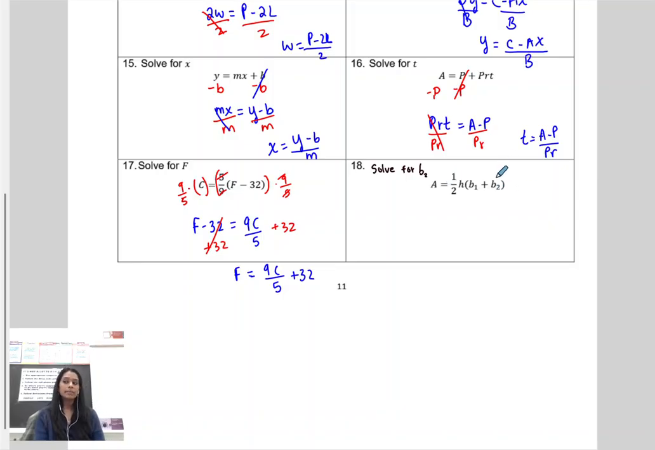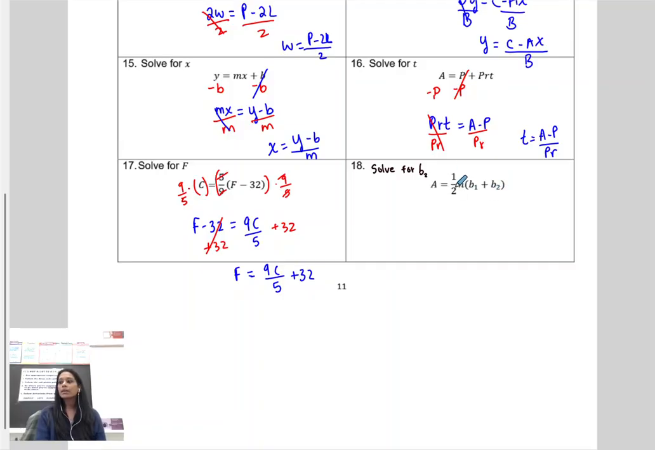We haven't really done something like that. So look at B2 as one variable. Like that's what you're solving for. Don't worry about the 2, since it's a subscript, it doesn't really mean anything. It's just designating the B1 and B2 apart from each other. Okay, so we're solving for this variable right here.